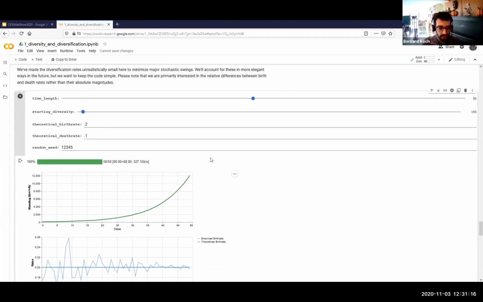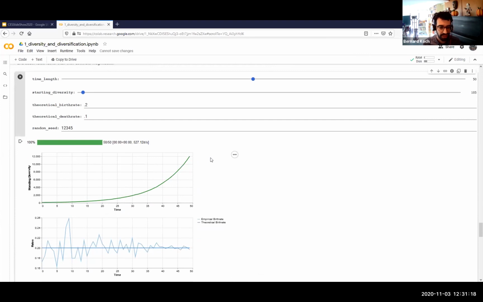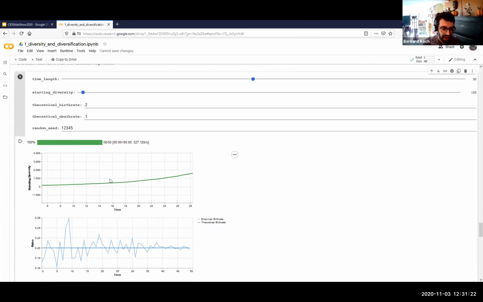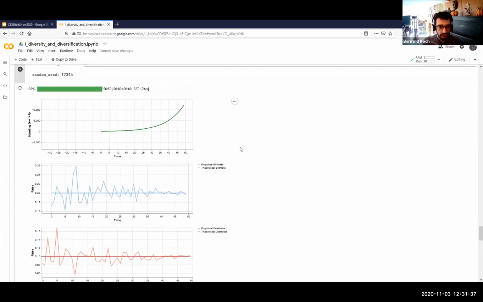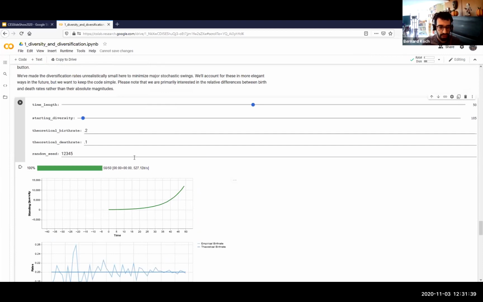For those of you who said linear or exponential, I think it also depends. You can certainly zoom in and growth might look linear, but over the long term, if the birth rate is consistently higher than the death rate, it will grow exponentially. Cool. So that's just to give you an intuition of what we mean by this. I'm going to go back to the slides.